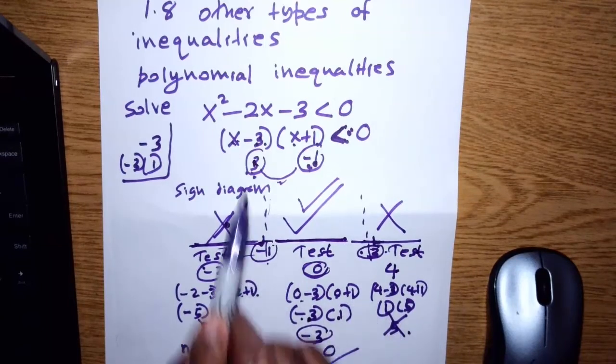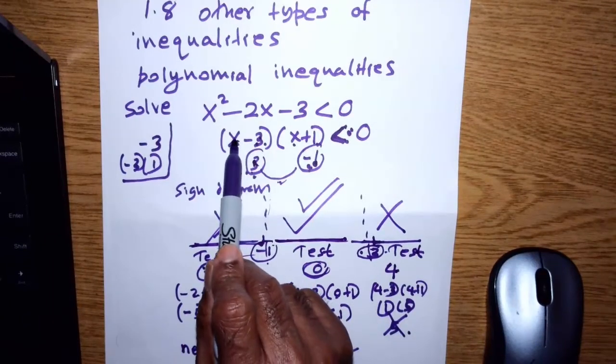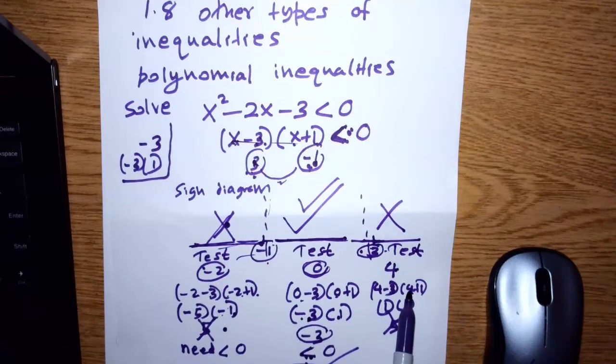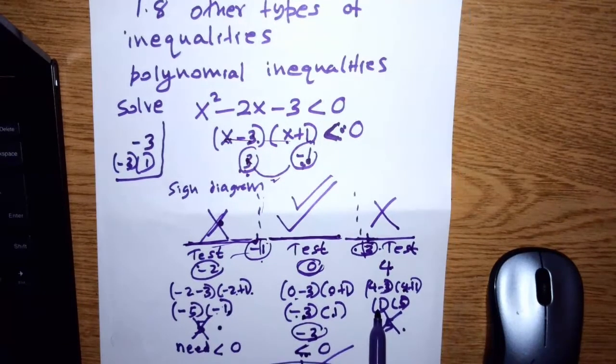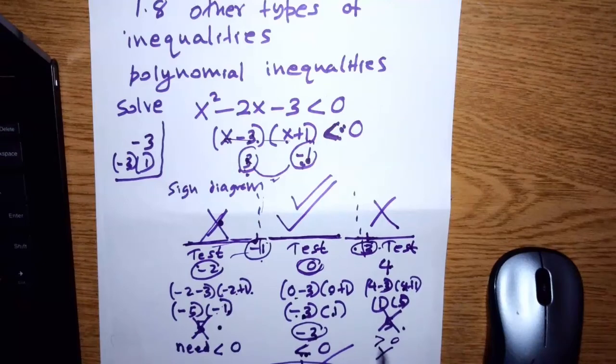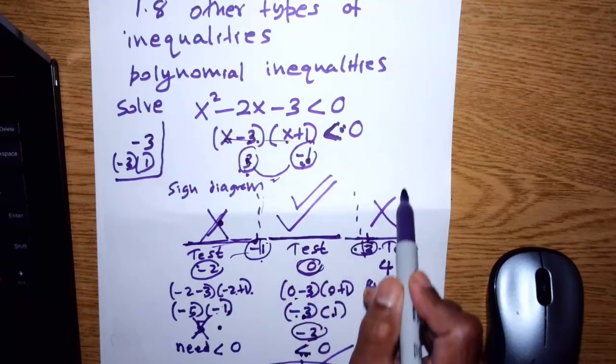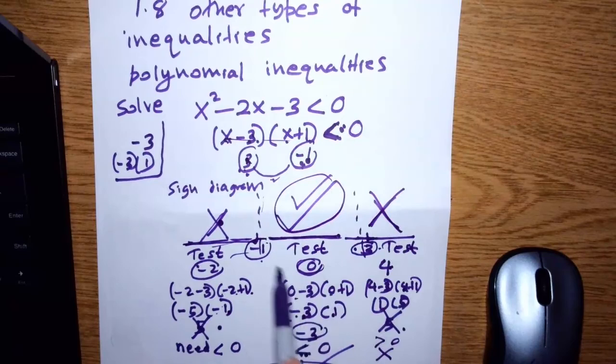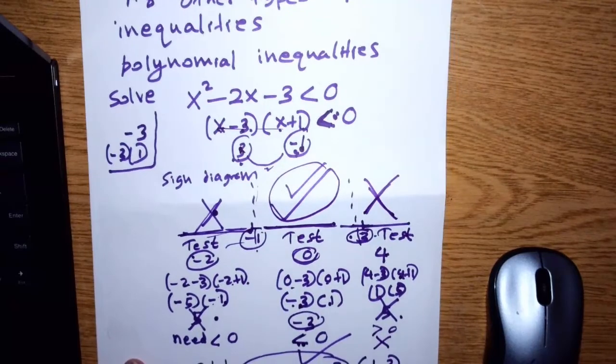If we plug in 4 up here, you get 4 minus 3 times 4 plus 1. So 4 minus 3 is 1, times 4 plus 1 is 5. So 1 times 5 is 5, and that is positive, which is not good because we want the expression to be negative. So we cross out that region. The only region that works is the region between -1 and 3. So that is our answer.